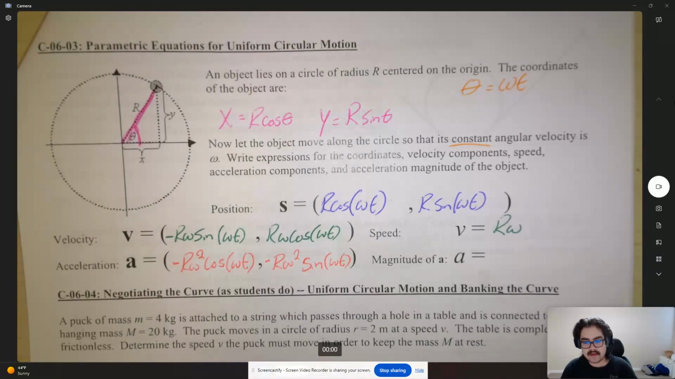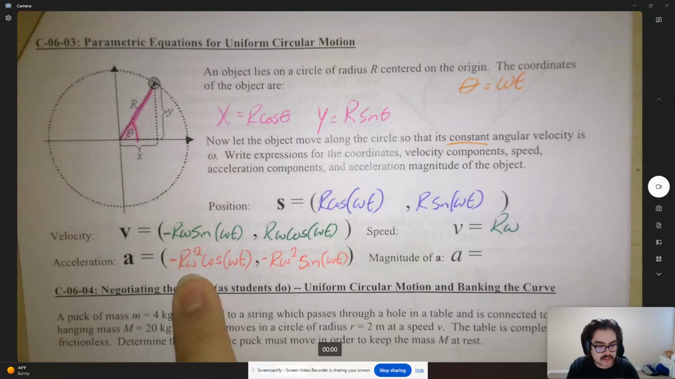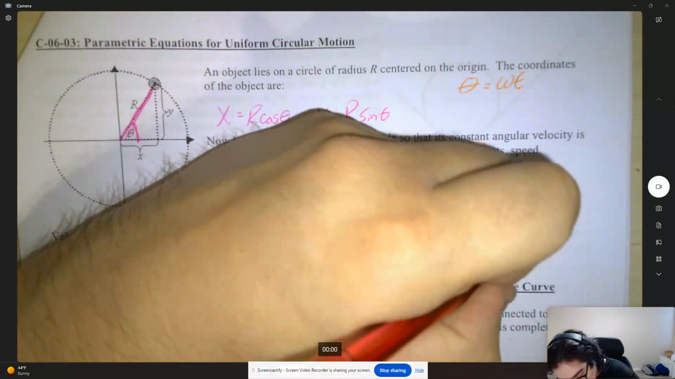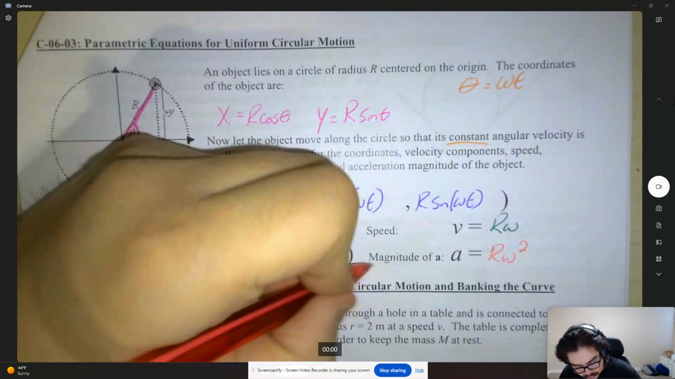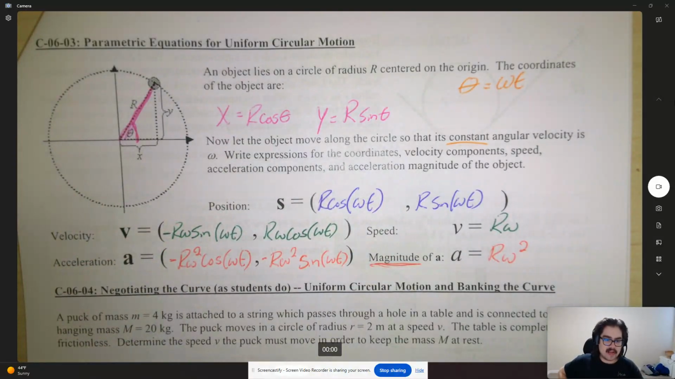And then finally, to get the magnitude of the acceleration, again, it's just this term that's right in front, r omega squared. It says magnitude, so I don't need to put the negative in there, even though I do have the negative there. Okay, that's it for section 3. Really short.